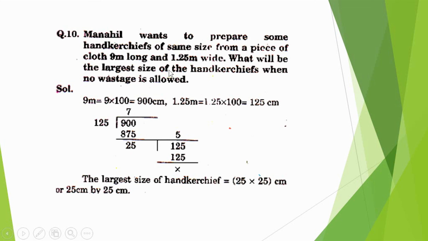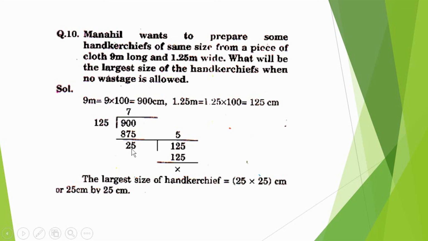Minahil wants to prepare some handicrafts of some size from a piece of cloth 9 meter long and 1.25 meter wide. What will be the largest size of handicraft when no wastage is allowed? Now convert meters to centimeters. You know that there are 100 centimeters in 1 meter. We multiply 9 with 100. This becomes 900 centimeters. 1.25 meter multiplied by 100 is 125 centimeters.